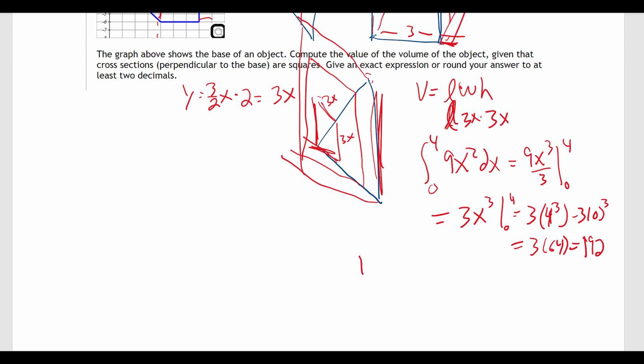So we take that part, the 192, and we add it to the 432, and we get 624. And that's our answer. And I'm sorry for writing everything in red. I really like blue, but for some reason I went red.